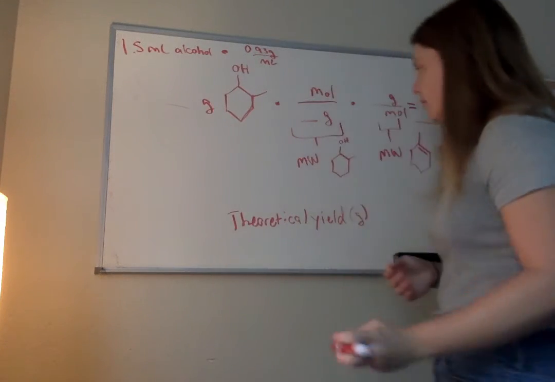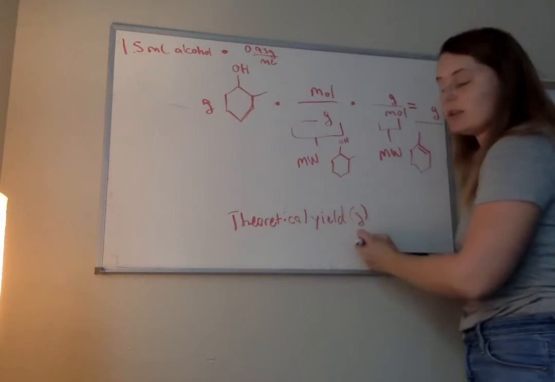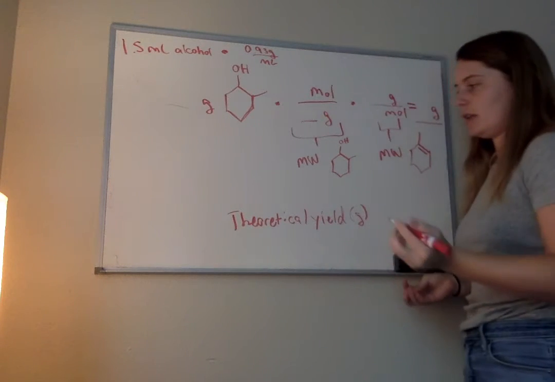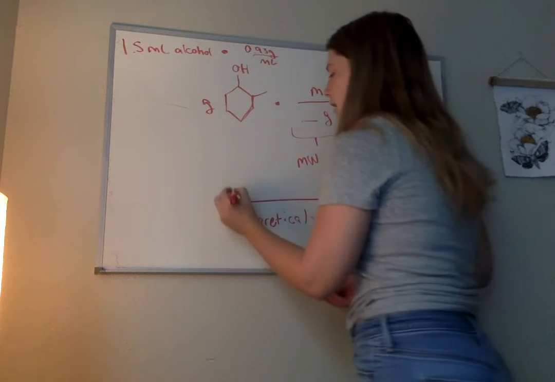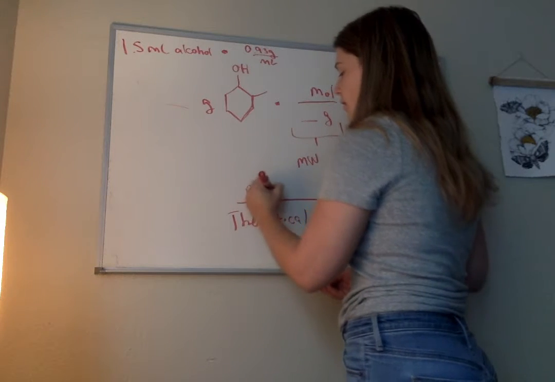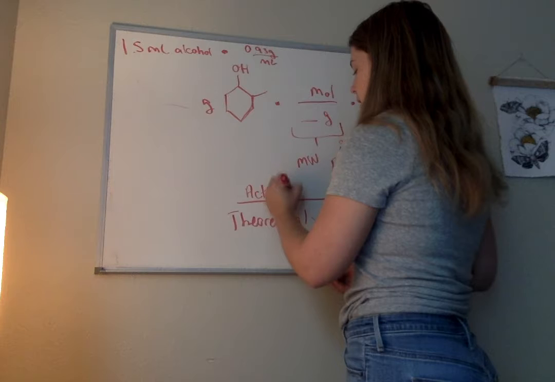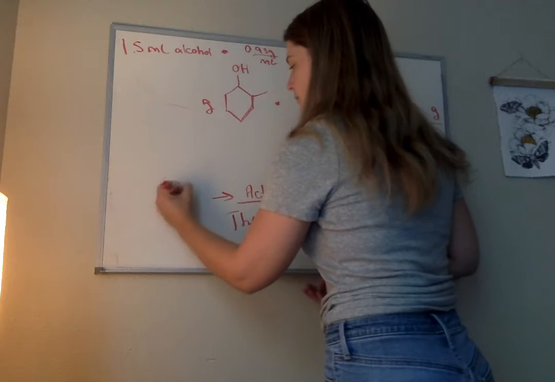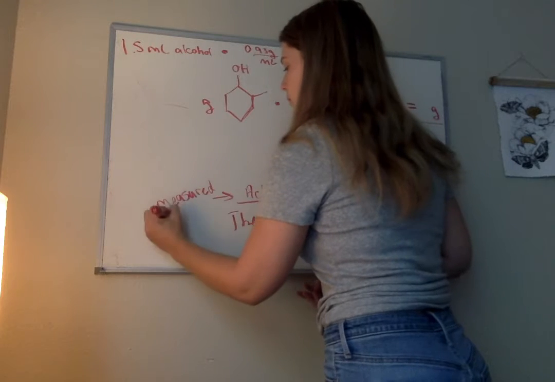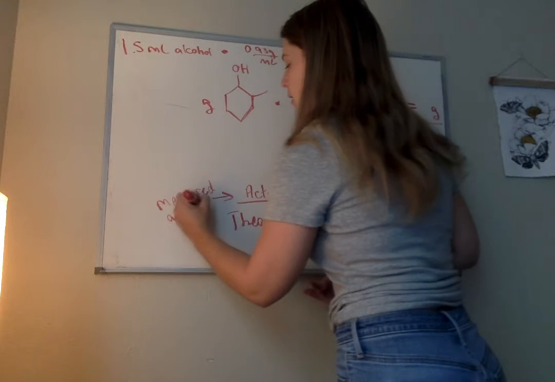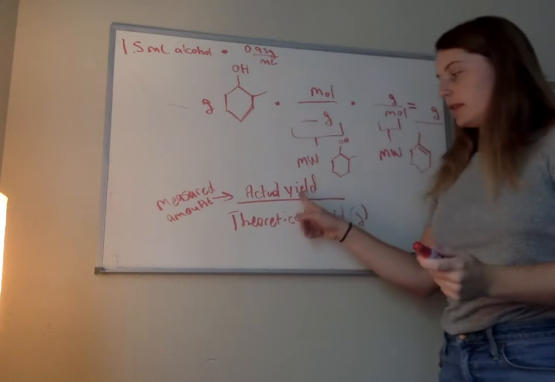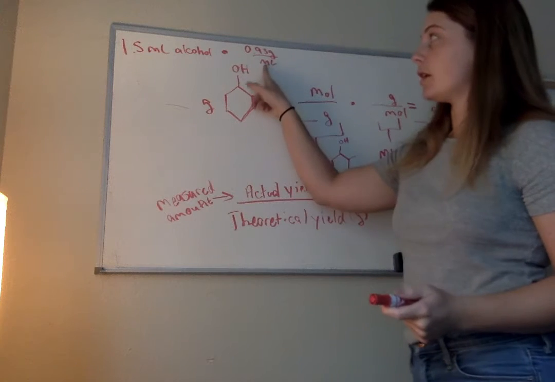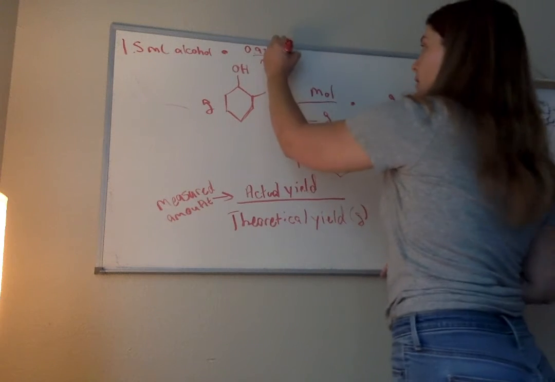Okay, and so this will end you with the theoretical yield, but there was probably some lost along the way, so you're going to get the actual yield from a student. I'll give you that data. This is a measured amount. And again, this value is going to be in milliliters, so you're going to have to convert based on the density.